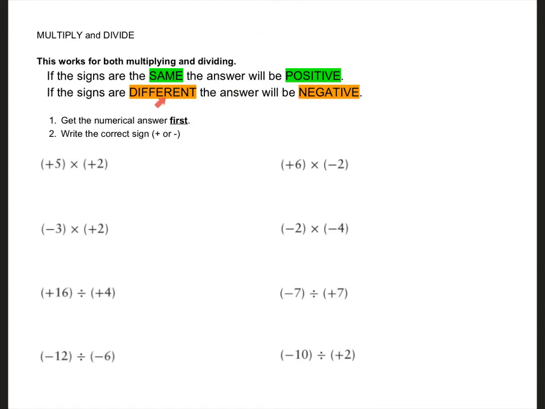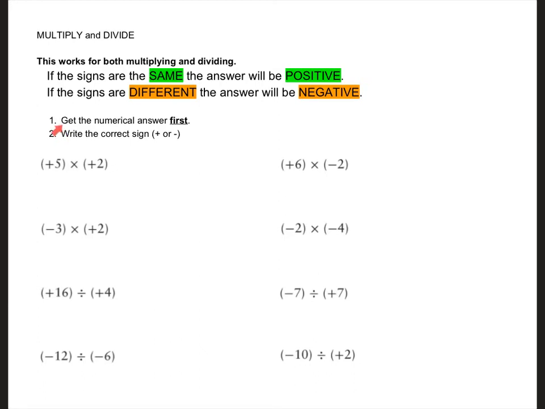And the order of the integer has no effect whatsoever, okay? So it doesn't matter if the first one's negative and the second one's positive, or vice versa, the first one's positive and the second one's negative. If the signs are different, it's negative. If the signs are both the same, it's positive. That also includes a negative times a negative, okay? A negative times a negative, the signs are the same, so the answer will be positive, okay? So let's take a look at these and see how we do.